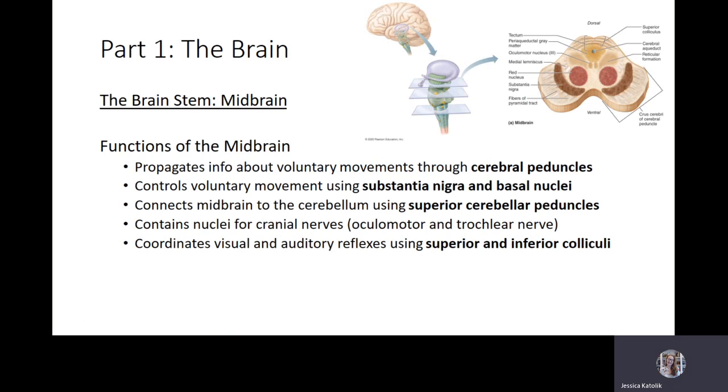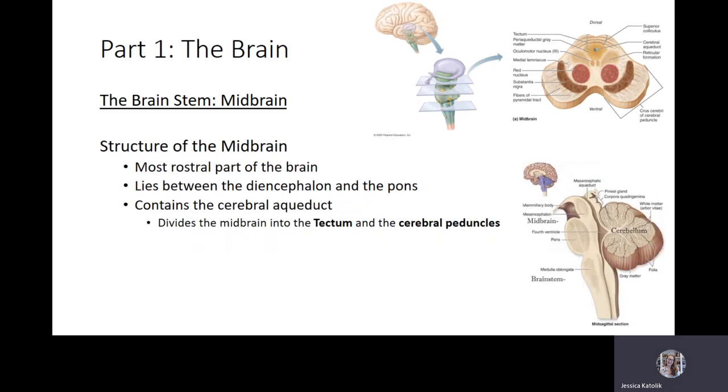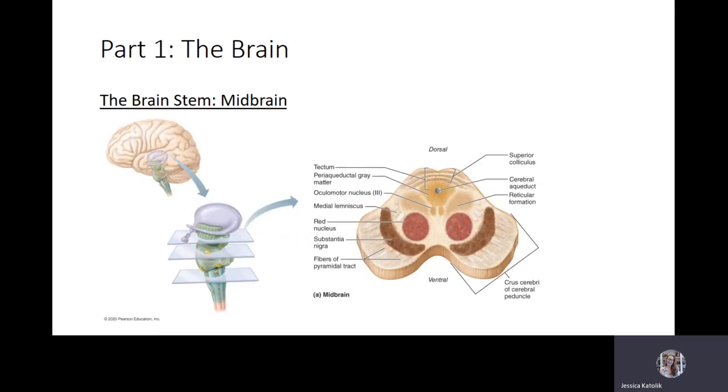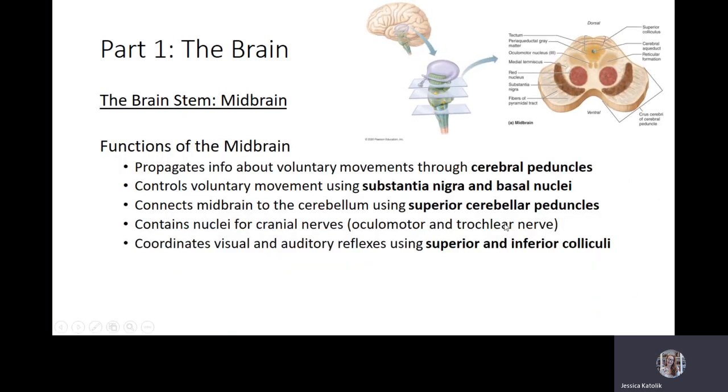I made an error. The trigeminal nerve does not control eye movements. Rather, it controls the motion of the face and brings sensory information. Sorry, I just needed to correct that really quick. The trochlear nerve and the oculomotor nerve help with movement of the eye.